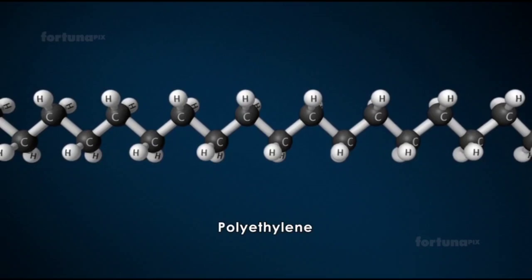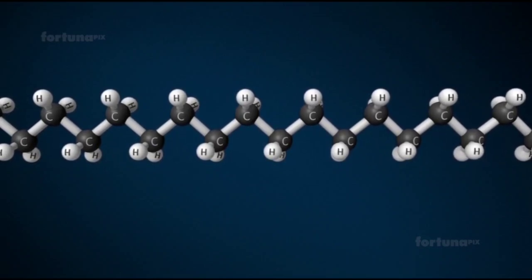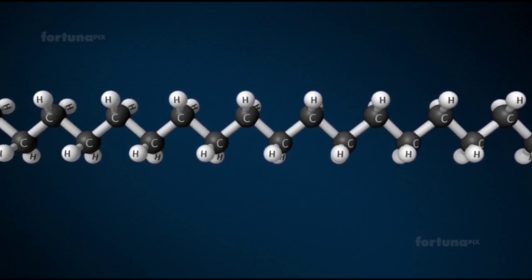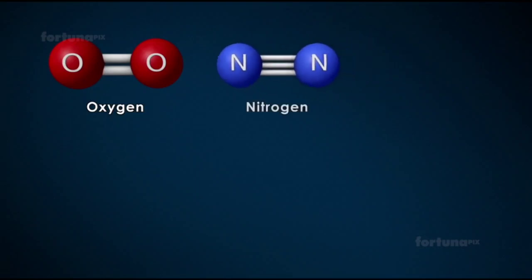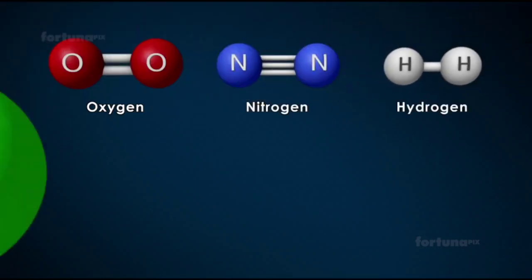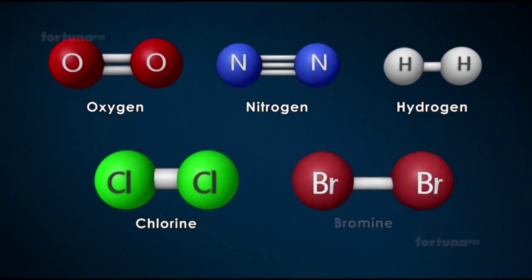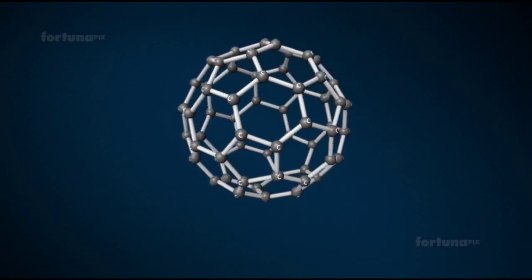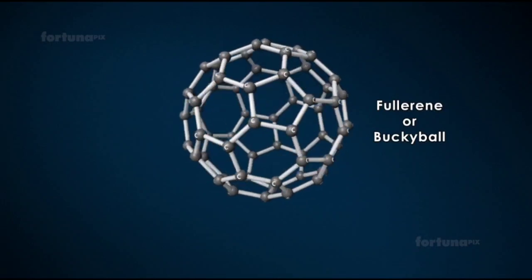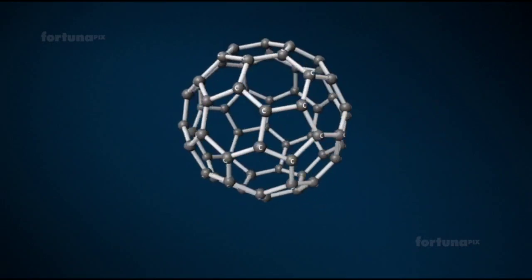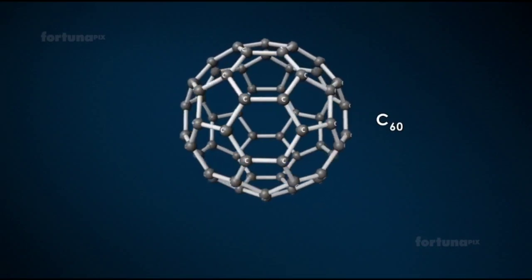Consider polyethylene, the most common plastic, which is made up of a long chain of carbon atoms attached to each other as well as to hydrogen atoms. While many elements such as oxygen, nitrogen, hydrogen, chlorine, or bromine combine as diatomic molecules, carbon can form a cage-like fused ring structure known as fullerene or buckyball. It has a molecular formula of C60.